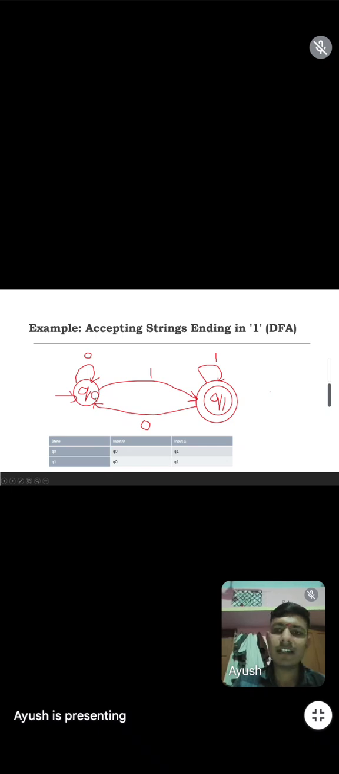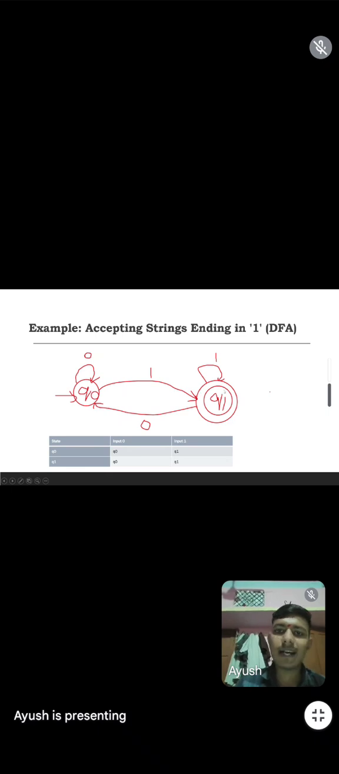So Q0 is the starting state. From the initial state, when we give input 0, it will remain on Q0, and when the input is 1, it will move to the Q1 state. And when there is 1 on Q1, it will remain on the Q1 state. And when the input on the Q1 state is 0, it will move to the Q0 state. For example, take the string 01, which ends with 1. So 0 will remain on Q0 and 1 will move to Q1, so this string is accepted.